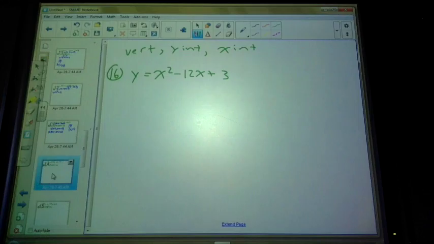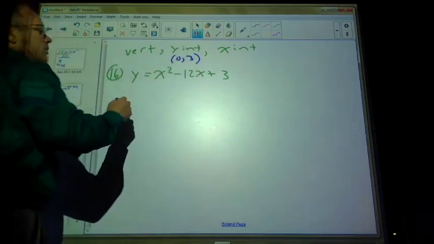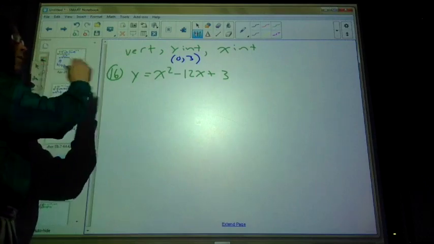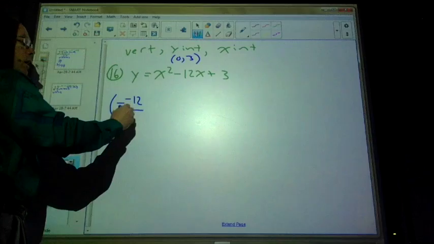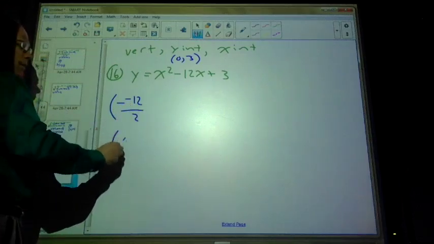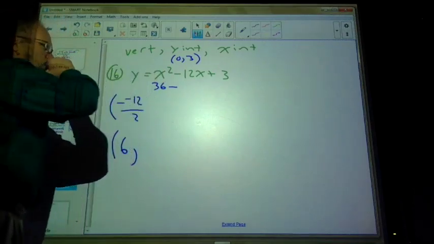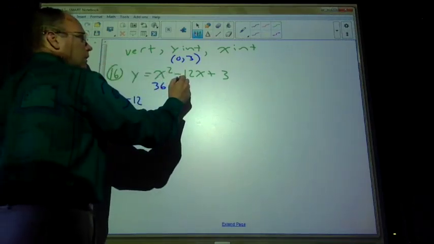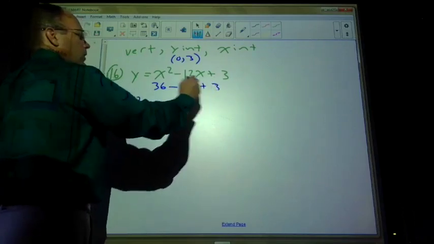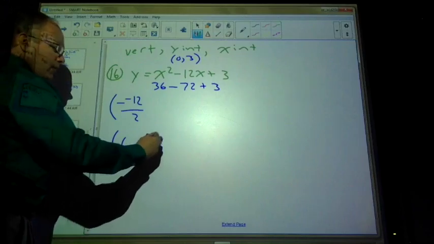16. So y-intercept, 0, 3. X-intercept, we don't know yet. We don't know the vertex yet. So vertex, -b over 2a. So that's going to be 6. Plug it in. That's 36 minus, 12 times 6 is 72. All right. -36, -33. There's our vertex.